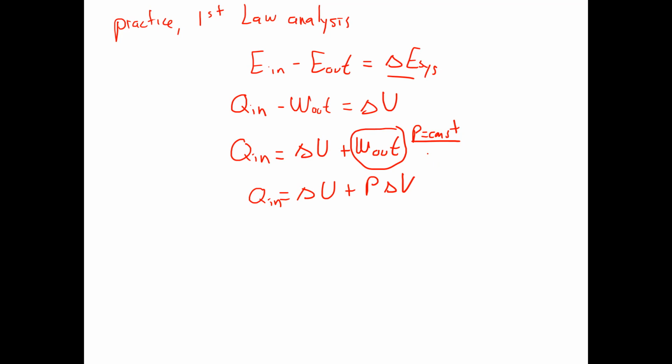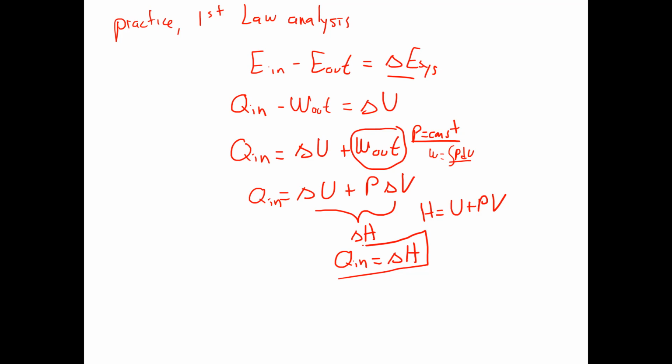If it was not constant pressure, I'd have to leave the work in the integral form of the pressure. Now, what property do you remember? Enthalpy is equal to internal energy plus pressure times volume. So therefore, this is equal to delta H, where Q in equals delta H. That would be the result of my first law analysis for this problem.